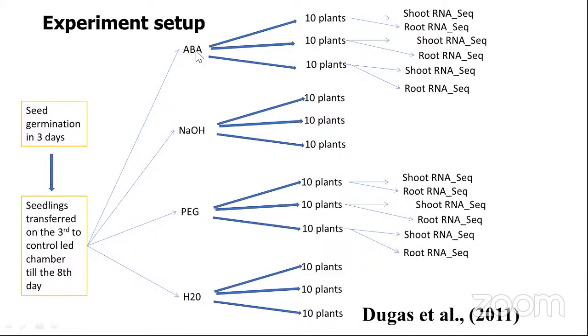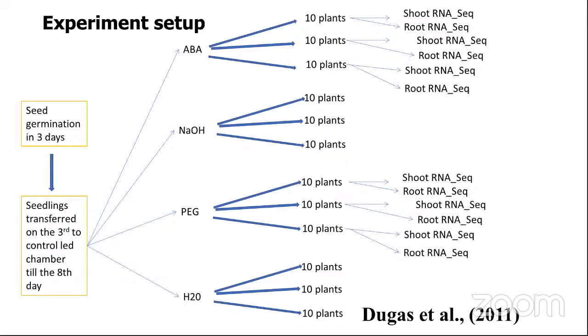In group one, the seedlings were sprayed with abscisic acid. Group two was sprayed with sodium hydroxide. Group three was sprayed with polyethylene glycol, and the last group was sprayed with water. Basically, sodium hydroxide acted as a control for abscisic acid, and water acted as a control for polyethylene glycol. So after the treatment, RNA transcripts were obtained from root and shoot, with each group having three replicates, as you can see from my diagram.